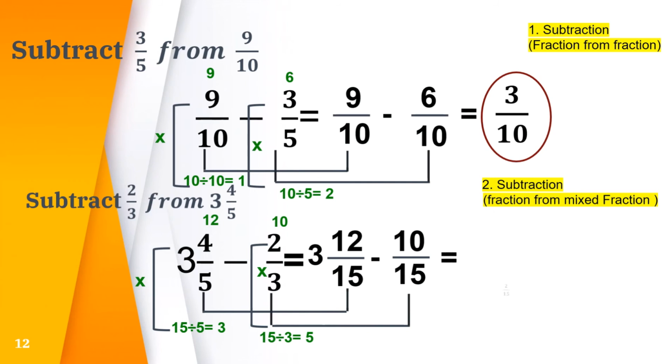12 minus 10 equals 2. And then, copy the common denominator na 15. And then, dahil wala namang whole number yung subtrahin natin, so kokopyahin lang natin yung whole number natin sa numerator. That is 3. So, 3 and 4/5 minus 2/3 equals 3 and 2/15.